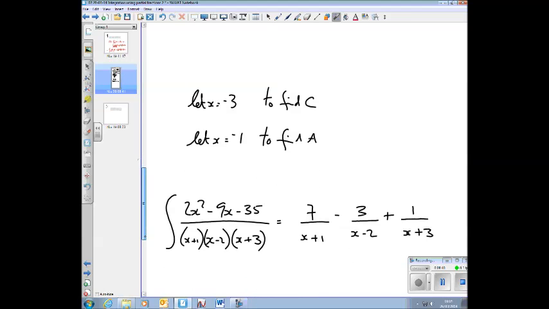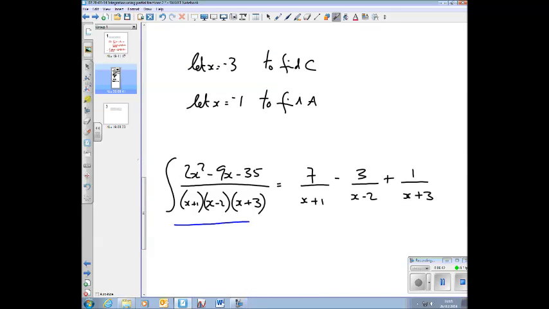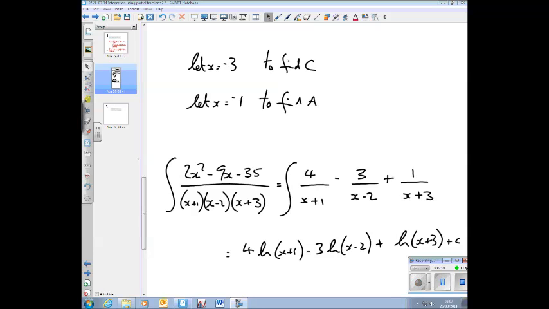Then when you've done that, you should end up with this. So A is 4, B is minus 3, and C is 1. So now we can integrate them because that's a straightforward standard integral. So we can write down what the answer is. So just finish off by writing down what the final answer is. So that should be our final answer. Okay, that would be our integral.